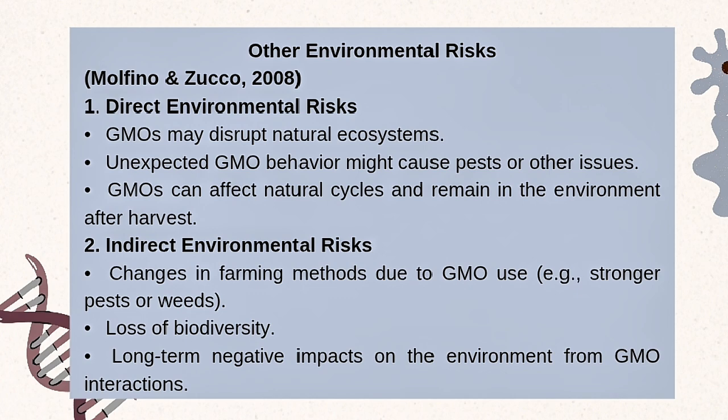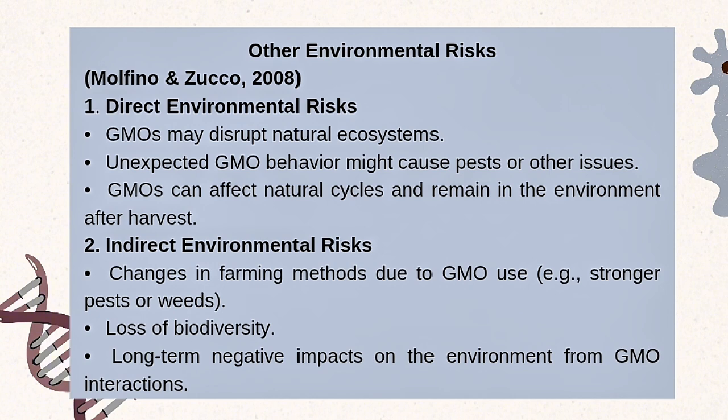GMOs can sometimes disrupt natural ecosystems or act differently than expected, which could cause new pests or problems. They can also affect natural cycles like how nutrients move in the soil, and the genes of GMOs can stay in the environment even after harvest. So, for example, if GMO corn spreads its pollen to nearby non-GMO plants, it might change their natural traits.